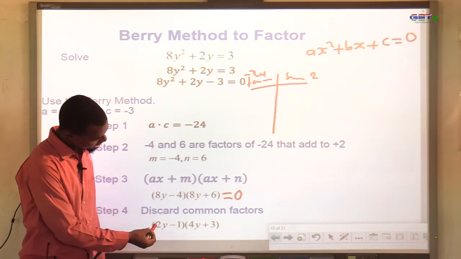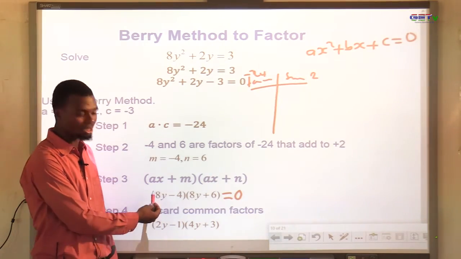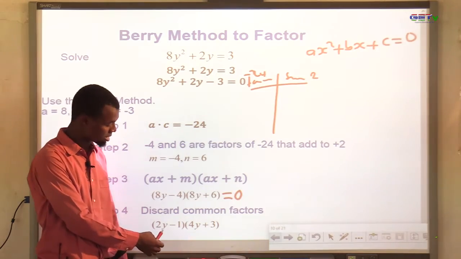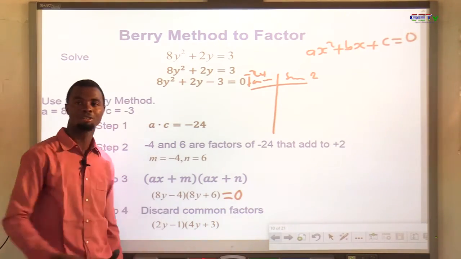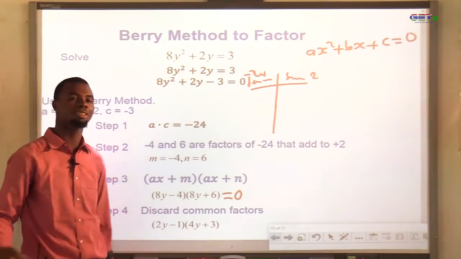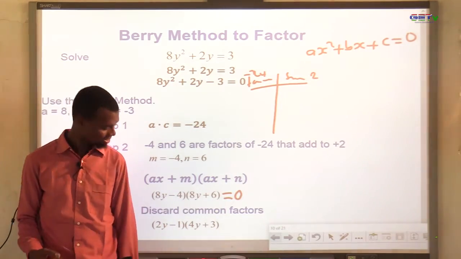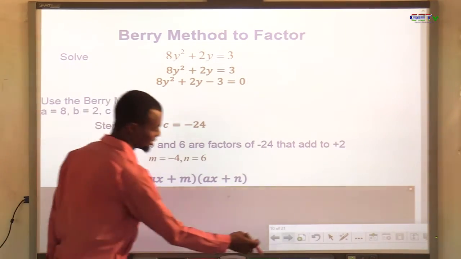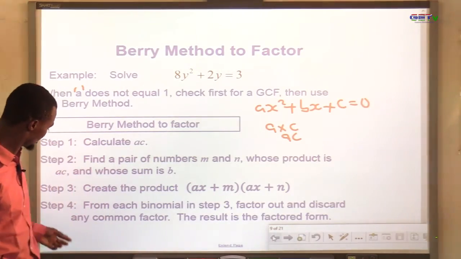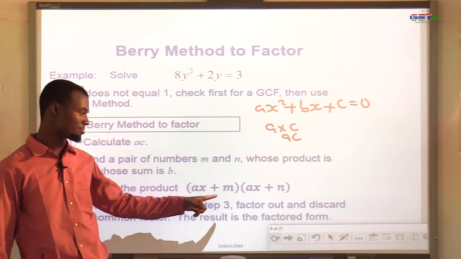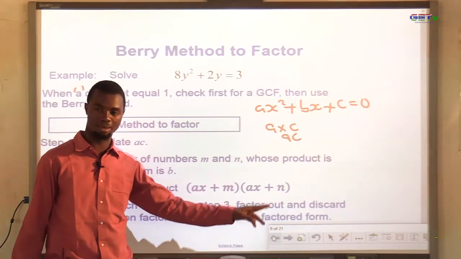Then you have 4 goes into 8 is 2 times. This is why we have 2y minus 4 into itself is 1. So similarly here, the common factor is 2. We look at step 3. Let's go back a little on step 3. You have to create it in this form, ax plus m and ax plus n.